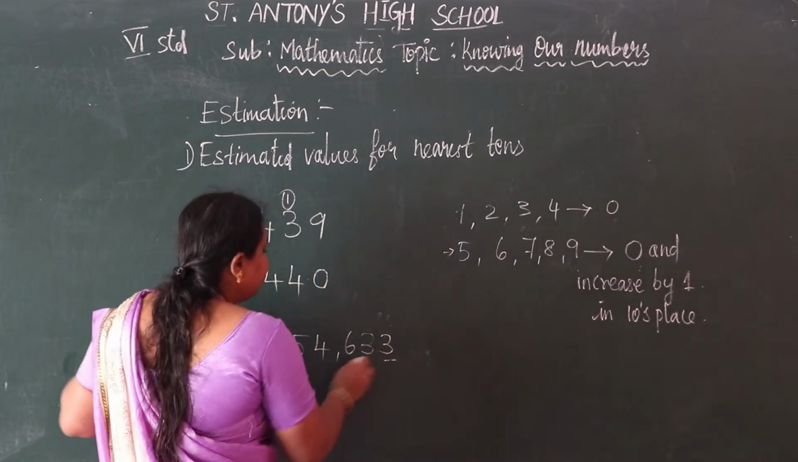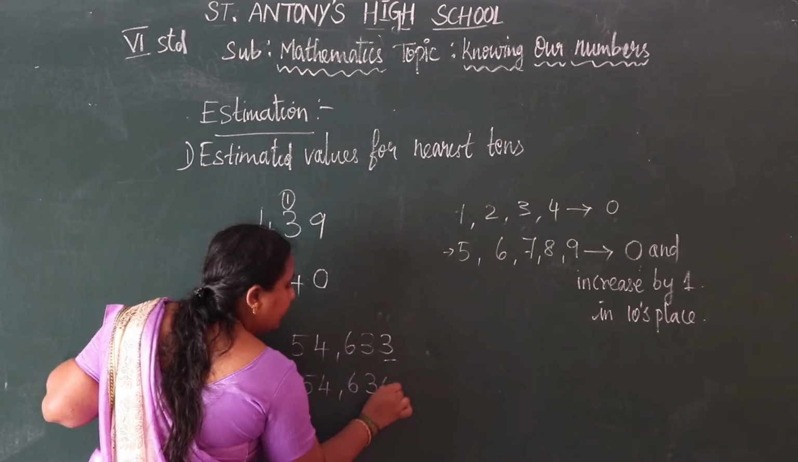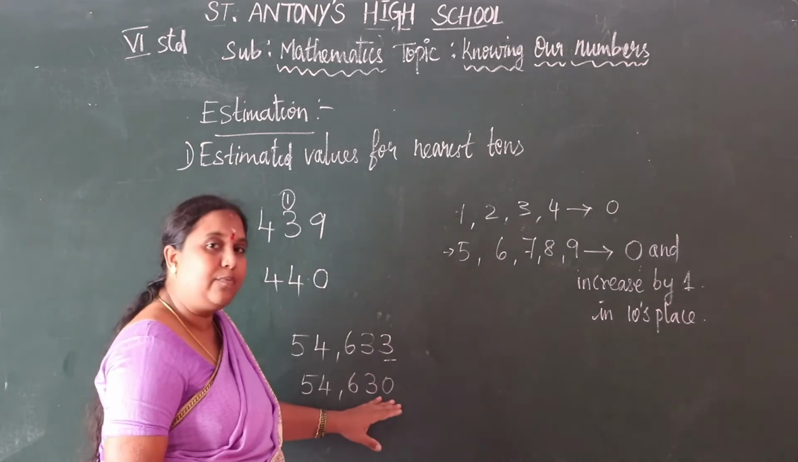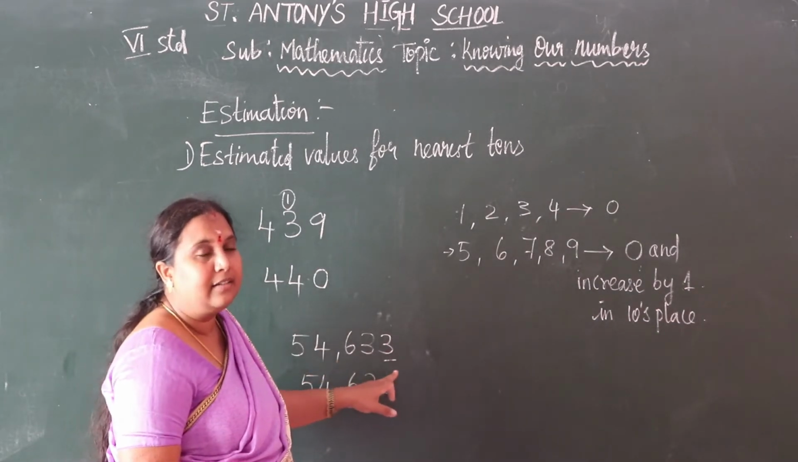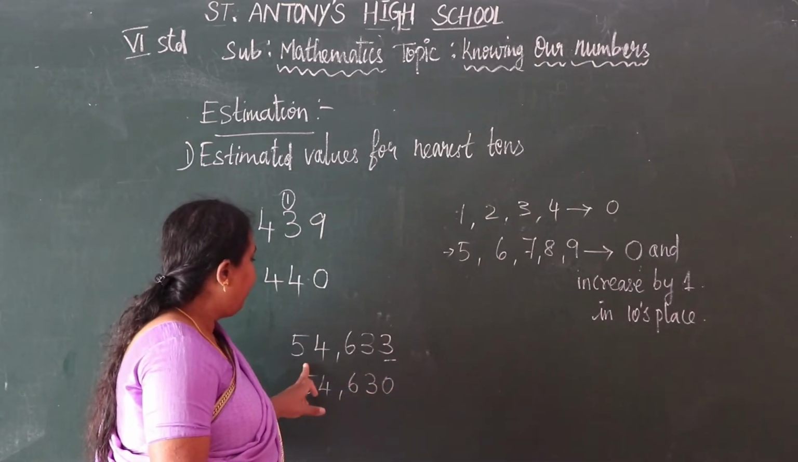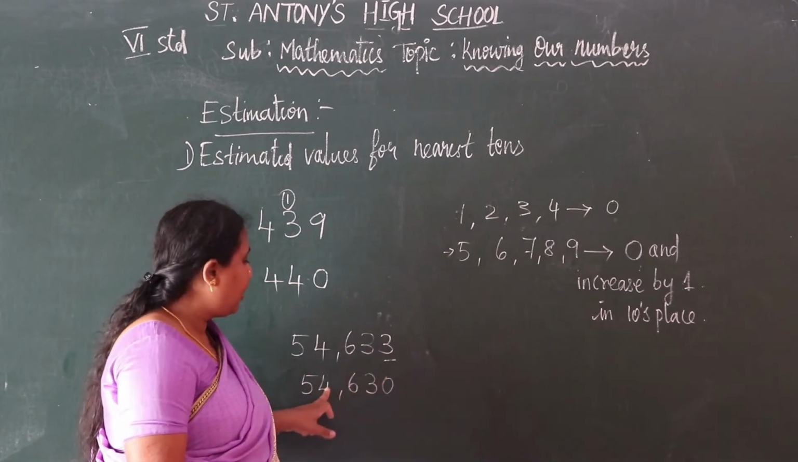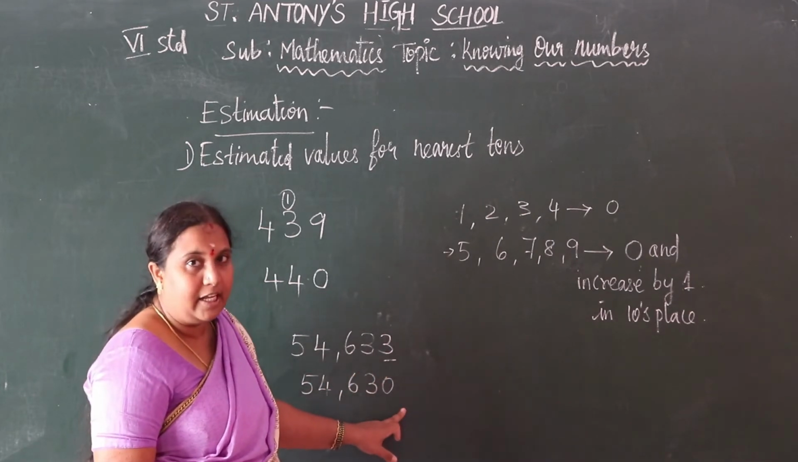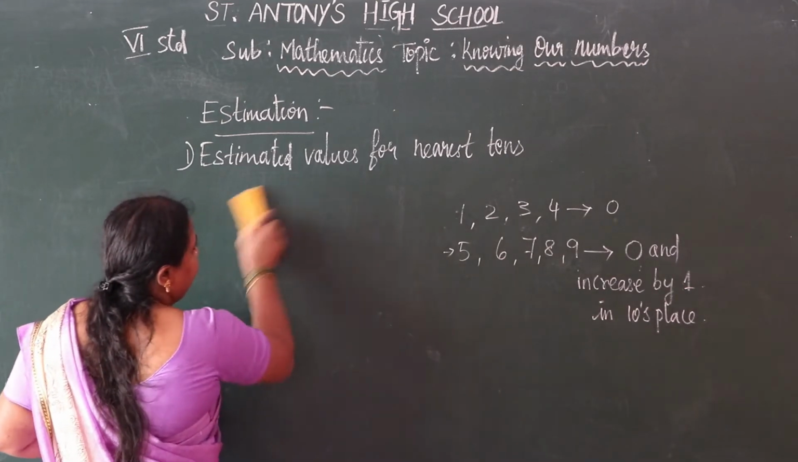So here 54,630 is the estimated value for 54,633. Understood? See, the estimated value of 54,633 is 54,630. Understood? So now let us see one more example for this.